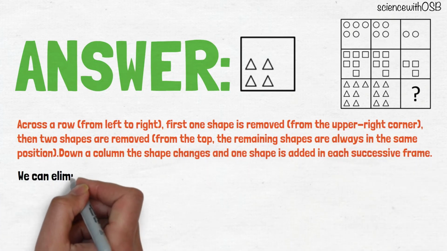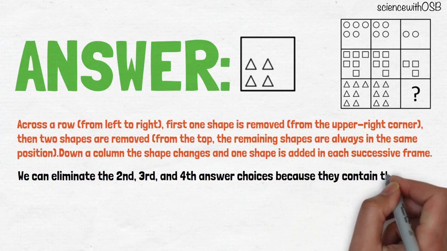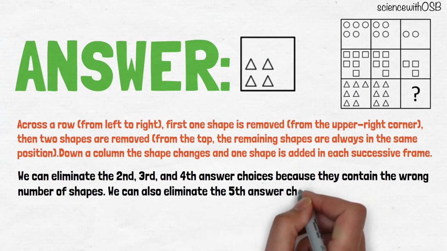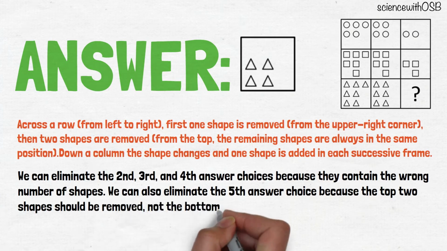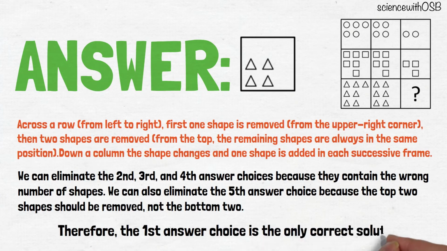We can eliminate the second, third, and fourth answer choices because they contain the wrong number of shapes. We can also eliminate the fifth answer choice because the top two shapes should be removed, not the bottom two. Therefore, the first answer choice is the only correct solution.